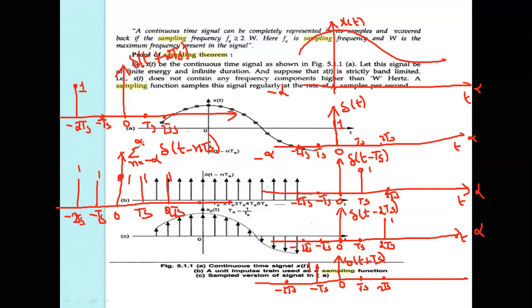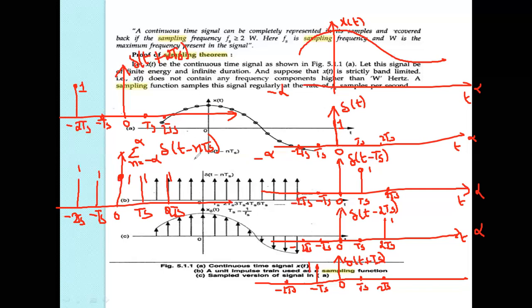That becomes the sum of n equal to minus infinity to infinity of delta of t minus n times ts. Where n varies: 0 means we get delta of t. When n is equal to 1, it is ts. N equal to 2, 2ts. N equal to minus 1 means delta t plus ts. When n is equal to minus 2, it becomes delta t plus 2ts, and so on. Okay, this is a sampler.